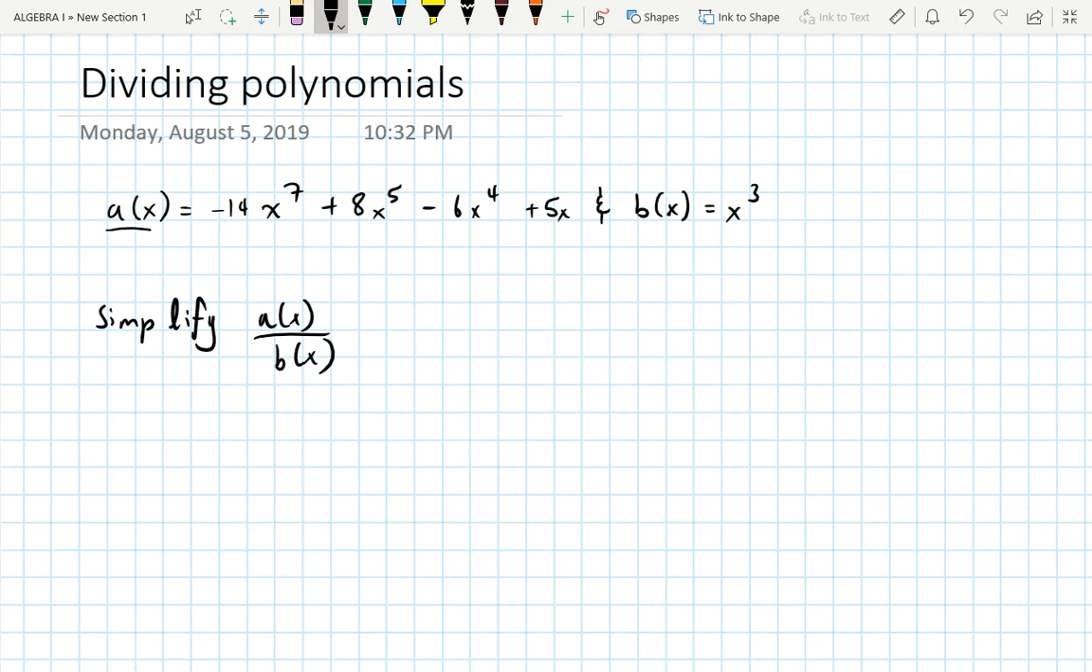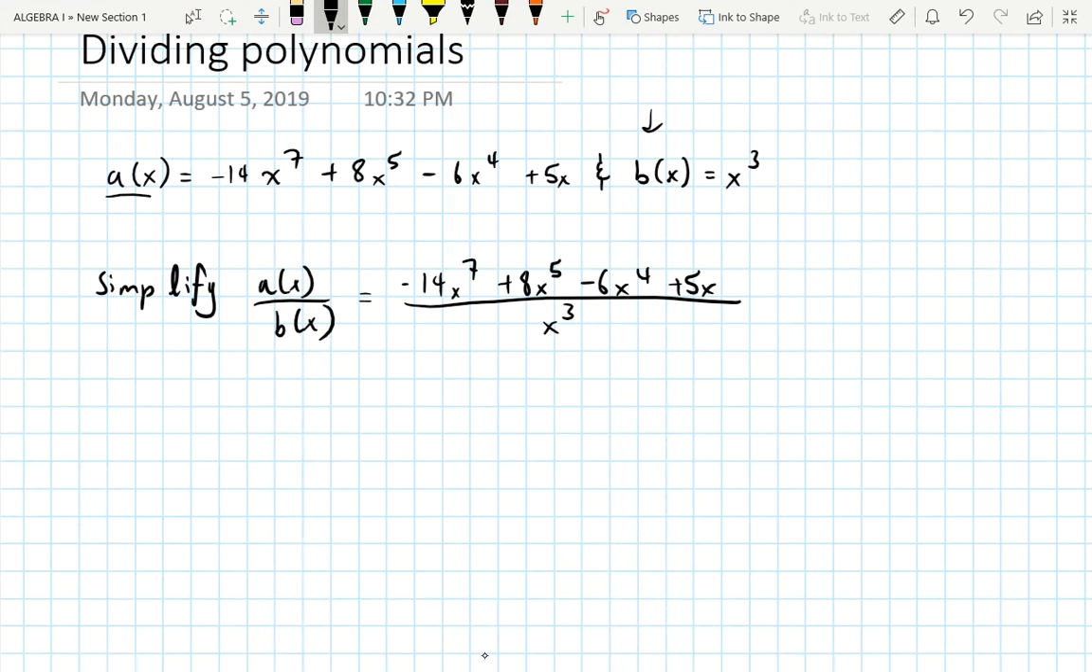So I've got a function a that's dependent on x and a function b that's dependent on x. Function a is pretty nasty. Function b is just a cubic function. And I'm trying to simplify the division of the two. So if I write this out, I've got negative 14x to the 7th plus 8x to the 5th minus 6x to the 4th plus 5x. That's what a of x is. And I'm dividing everything by x cubed.